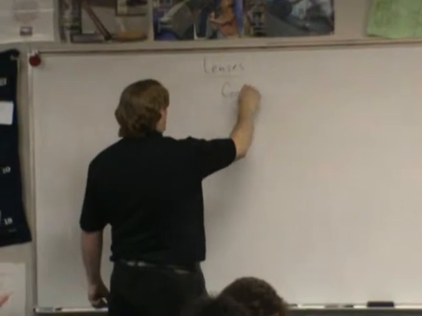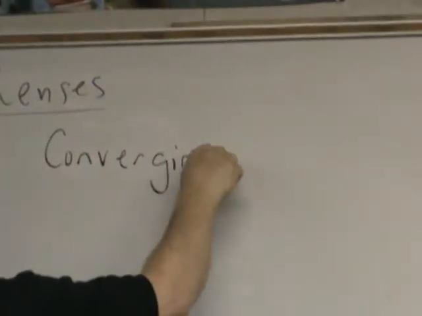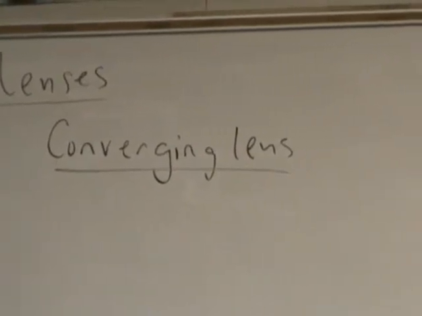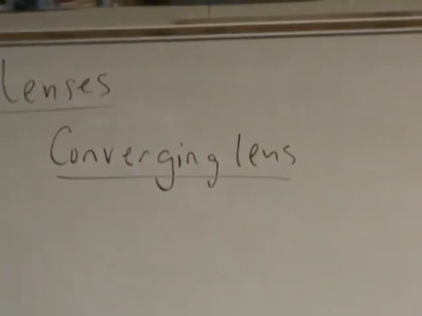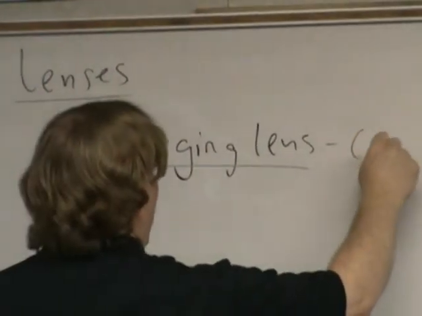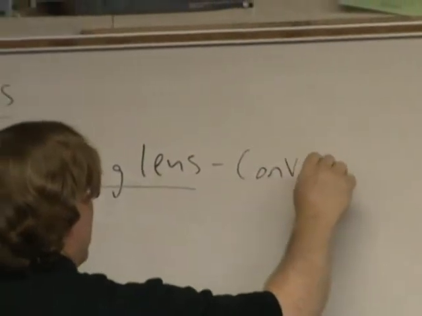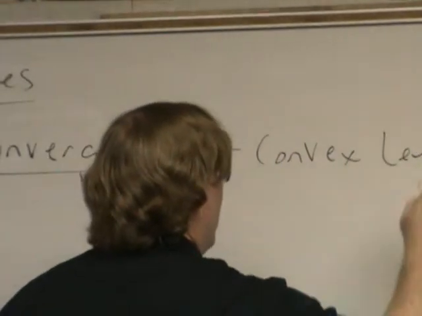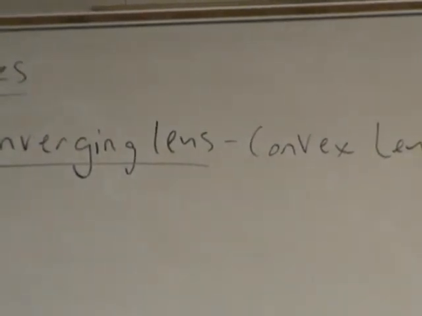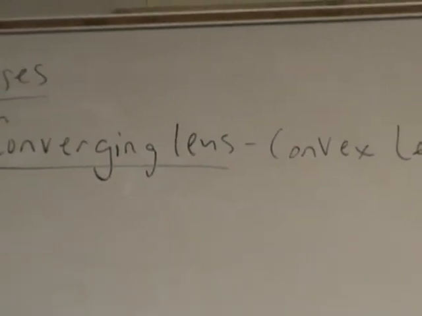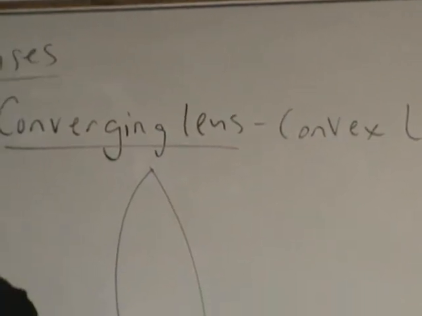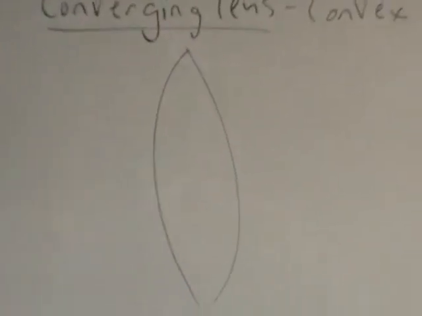Imagine we have a converging lens. A converging mirror is a concave mirror. A converging lens is a convex lens. So mirrors and lenses are opposite. Convex mirrors are diverging mirrors. Convex lenses are converging lenses. Let me show you how a converging lens works.